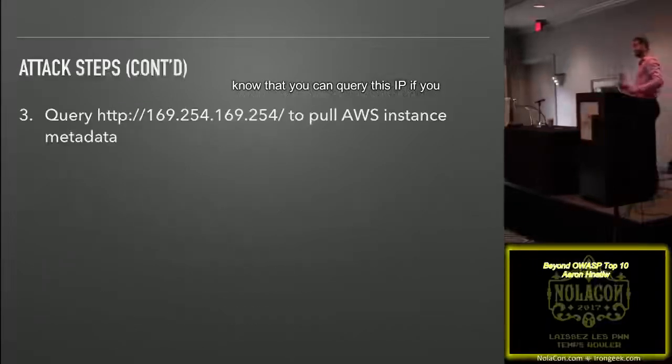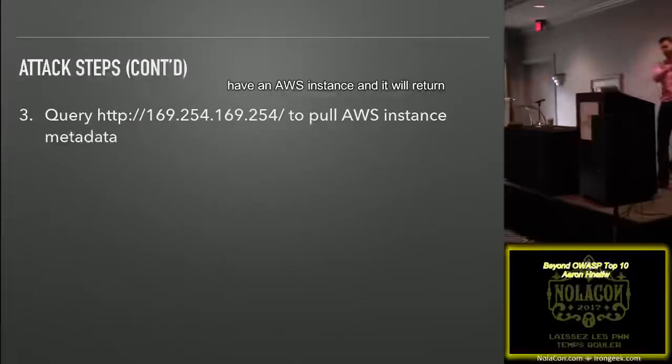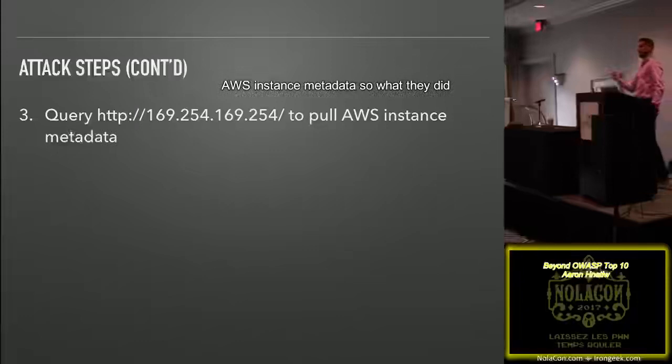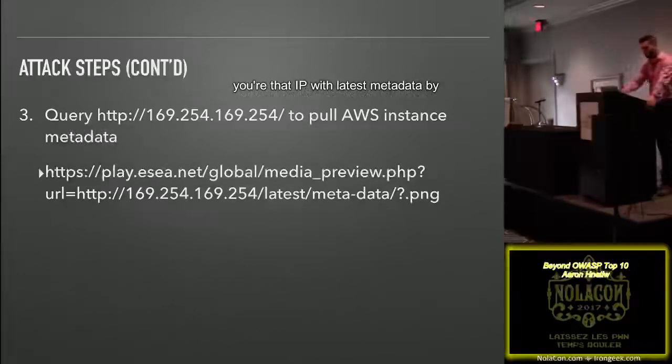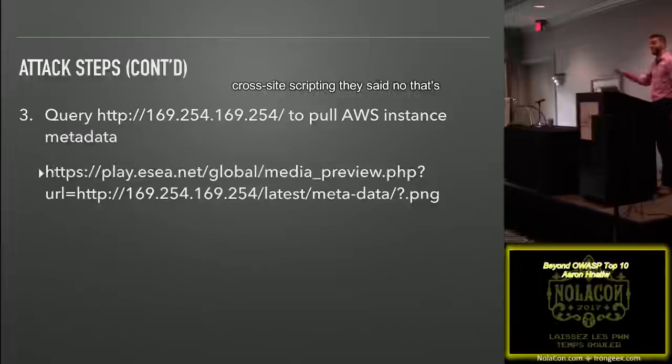So that wasn't all. Did you know that if you have an AWS instance, you can query this IP and it will return AWS instance metadata? So what they did was they queried that IP with latest metadata, bypassed the input validation, and it returned back all the instance metadata for that AWS instance. So they not only had cross-site scripting, they said, no, that's not enough. They went further and got all the information about that AWS instance, and then they just took over the whole AWS instance.